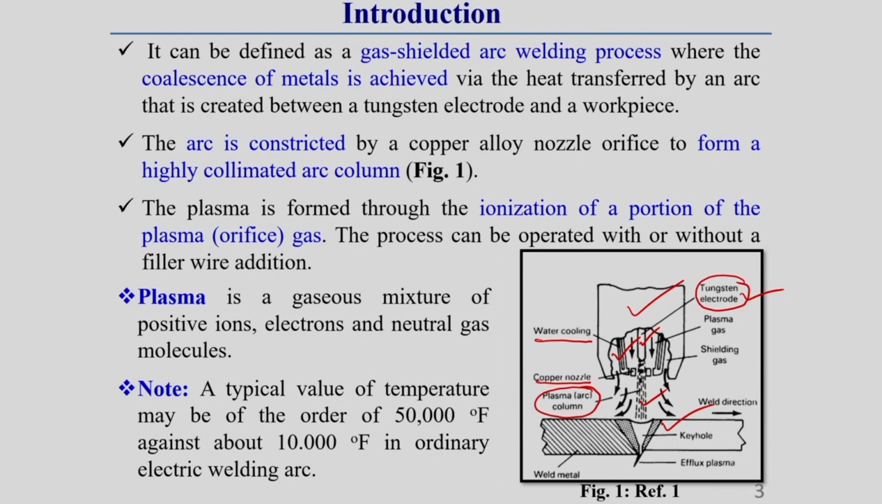Once it transfers from the electrode to the workpiece, at that time the arc is constricted, meaning instead of spreading out, its diameter is reduced. Because this diameter reduces significantly, a very high intensity of heat can be obtained. Intensity of heat means heat per unit cross-sectional area will be high, because the same heat is applied in a smaller cross-sectional area. Instead of spreading it out, here we are constricting it.